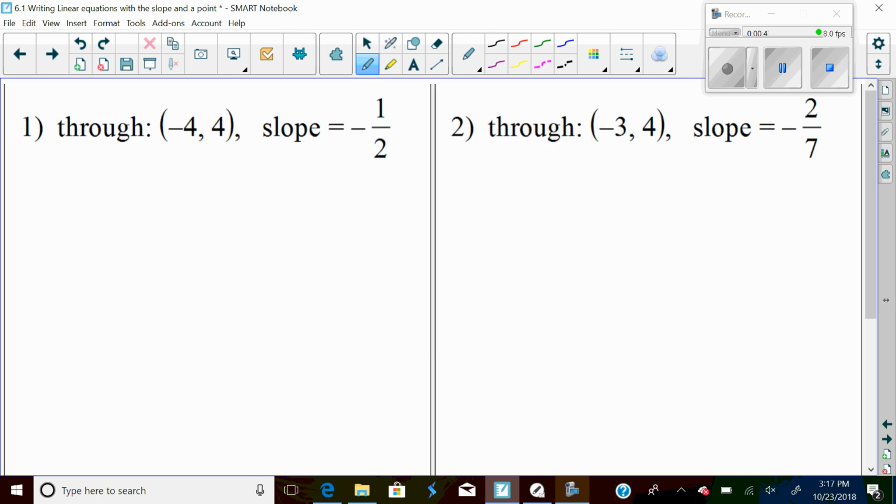All right, so in number one, we're given a point, (-4, 4), and we're given the slope, -1/2. To keep things easy, we write out y = mx + b. We're going to plug in everything where it goes. The one thing we don't have is b, that's what we're looking for, the y-intercept. So I'm going to find that. We'll plug in y, which is 4. It's going to be equal to our slope, -1/2, times our x, which is -4, plus b.